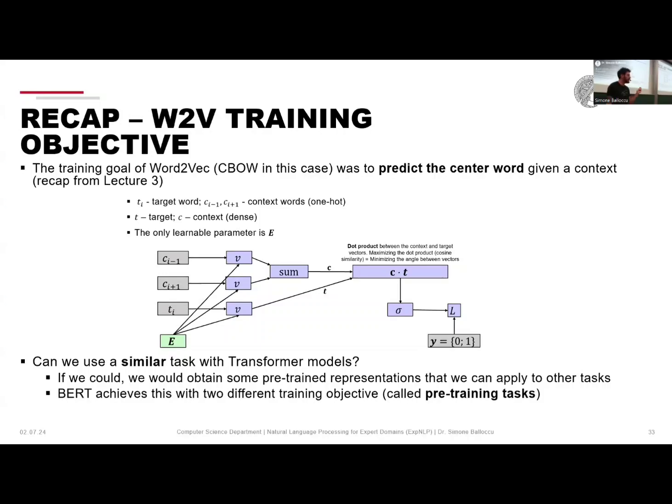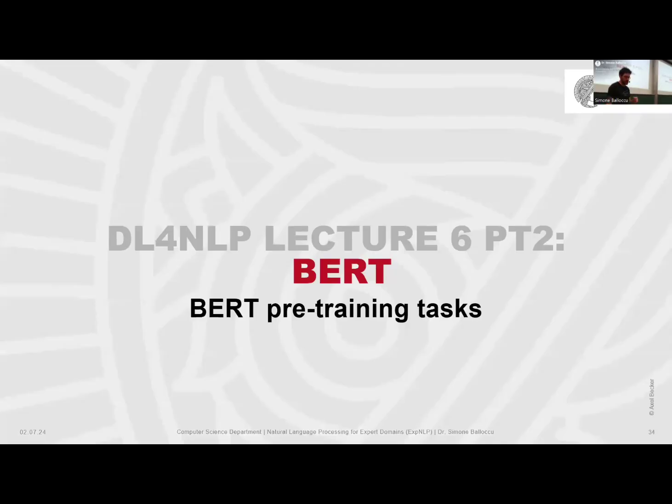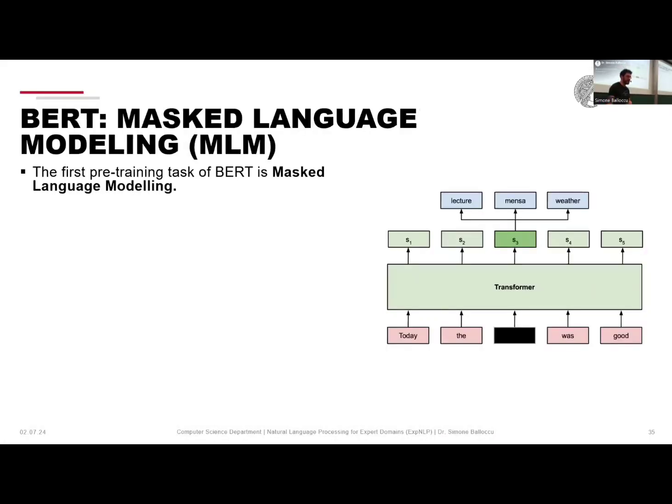BERT does this, and it does it with 2 different training tasks. Not like Word2Vec, where we had only one. We have 2 this time, and we're going to see them now. First is called masked language modeling.